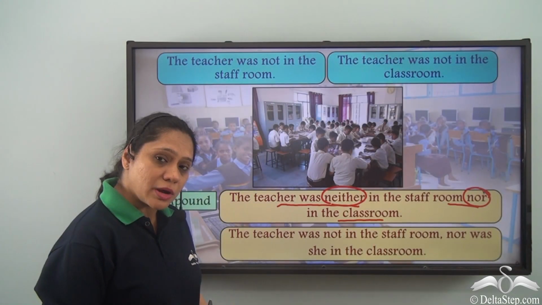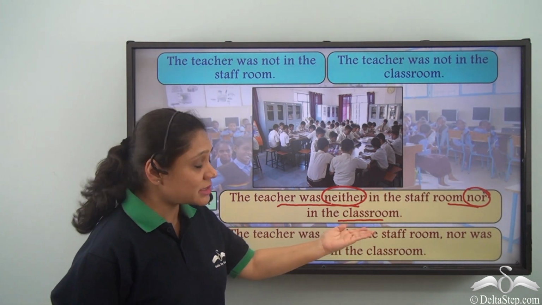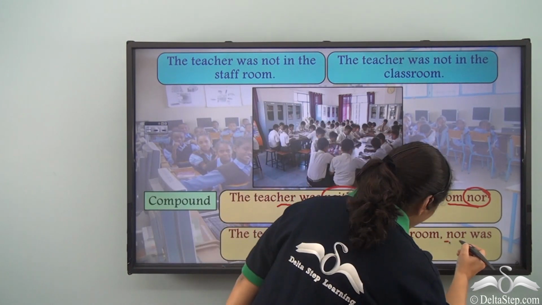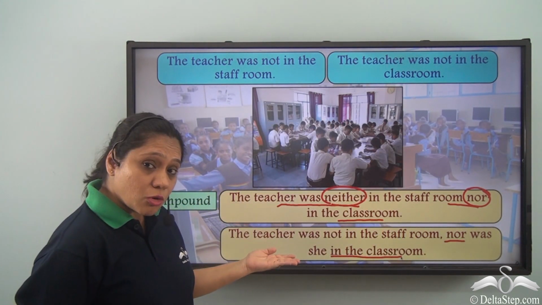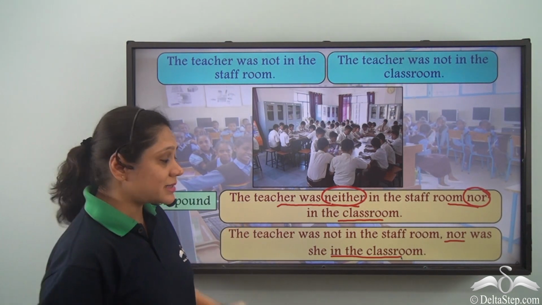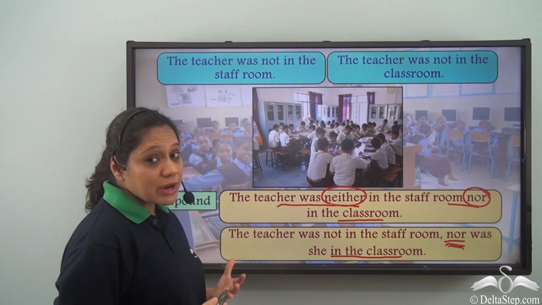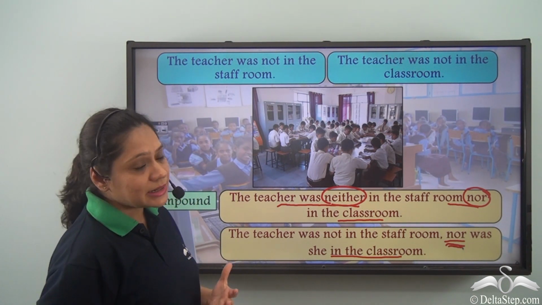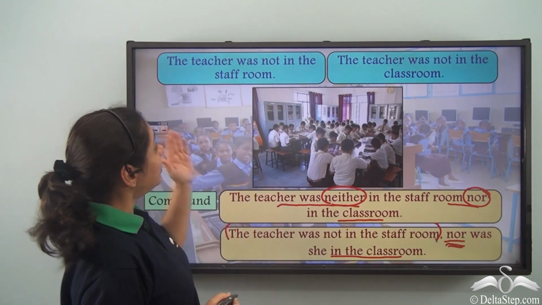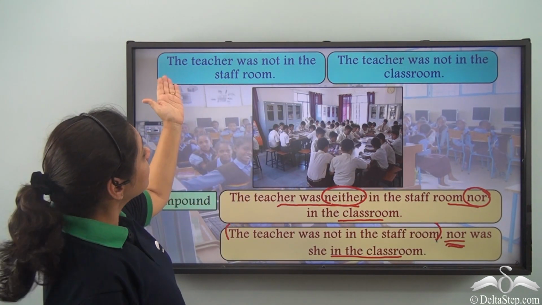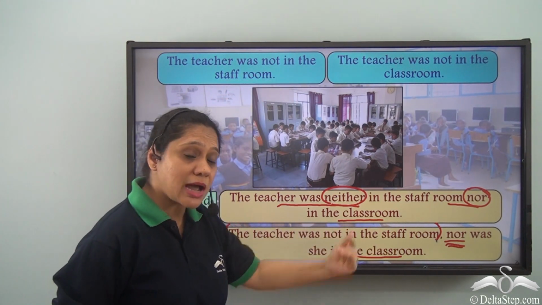We can also join the simple sentences like this. The teacher was not in the staff room nor was she in the classroom. Now you will take note that in the second sentence where we have used nor to join the simple sentences, the structure of the sentence changes a little bit. The first part of the sentence remains the same as the first sentence here. The teacher was not in the staff room.